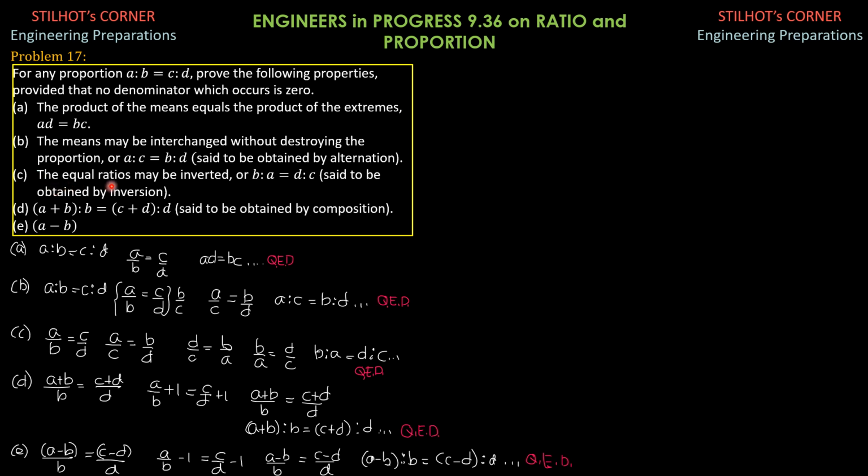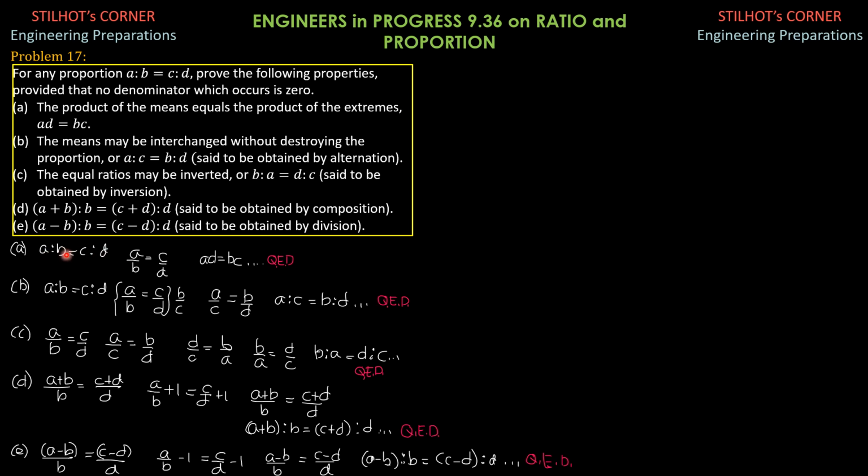Then the equal ratios may be inverted, or b is to a equals d is to c, said to be obtained by inversion. Then quantity a plus b is to b equals quantity c plus d is to d, said to be obtained by composition. Then quantity a minus b is to b equals quantity c minus d is to d, said to be obtained by division.